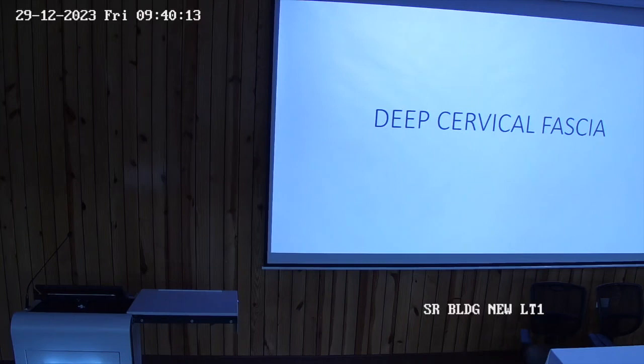Submandibular gland. Then when it goes up, it again, I told you, it splits to enclose the parotid gland. Is it clear? So it will go and enclose the parotid gland. Okay? So let's go into this PPT and let me show you how it's happening.